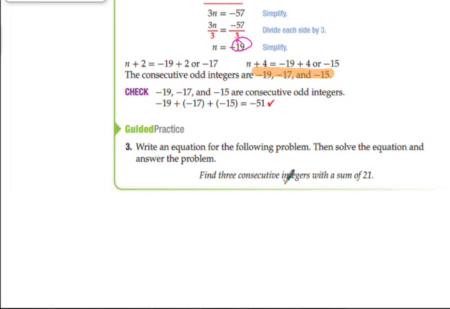Three consecutive integers, not even or odd, just three consecutive. So the first one is n, okay, and it says sum, so I know we're adding. The second integer is n plus 1, and then the third integer is n plus 2, and their sum equals 21. Now go ahead and pause the video again, solve that, and then we'll check it.